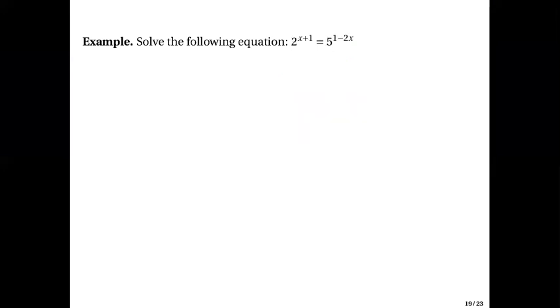Next, suppose we have two exponents on each side. Well, one exponential expression on the left-hand side and one exponential expression on the right-hand side. Same thing as before, check if they have the same base. On the left-hand side, we have base 2. On the right-hand side, we have base 5. So what if we have different bases? In that case, we will use logarithms.